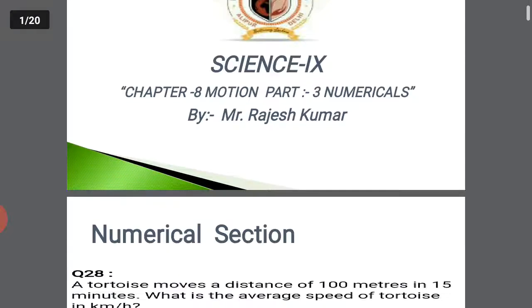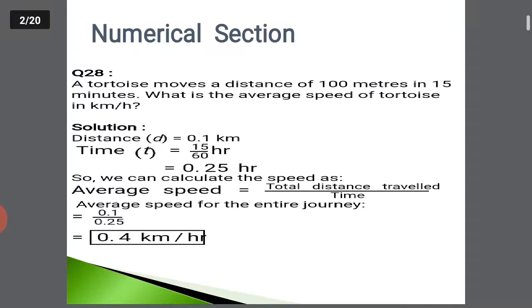Let's move further. You can see the statement is given there. A tortoise moves a distance of 100 meter in 15 minutes. What is the average speed of the tortoise in kilometer per hour? So you need to do conversion first. Convert the distance 100 meter into kilometer and then time into hour. So divide it by 60 for converting it into hour.